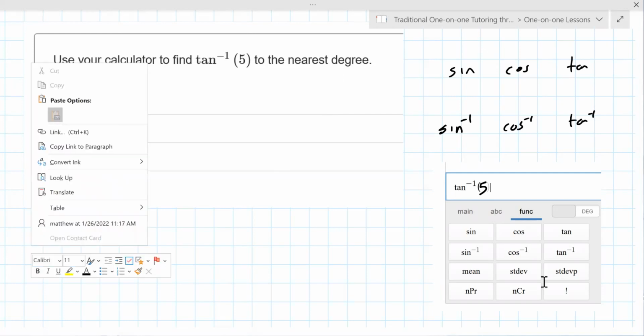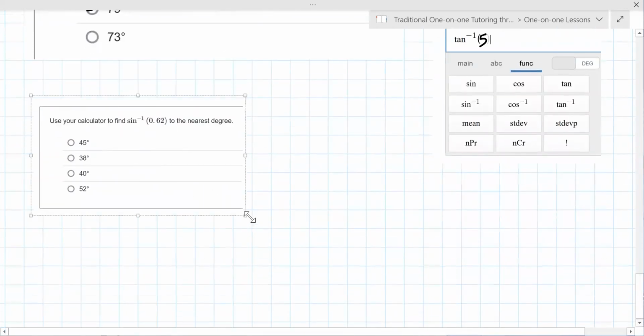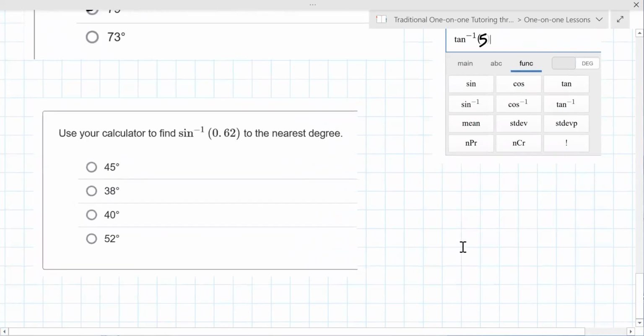Okay, so let's try this one. 38 degrees. Very good. And there's one more we can do. And then we're going to move into some triangle stuff. But I like that they just give you 3 calculator problems here because there's not much effort to get the right answer.